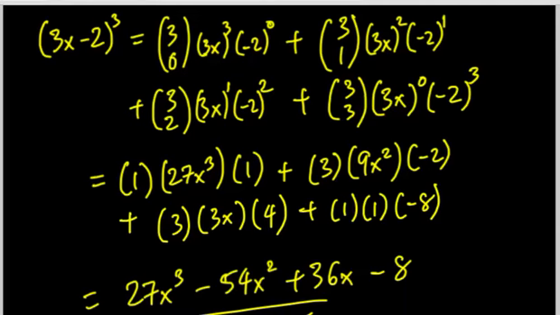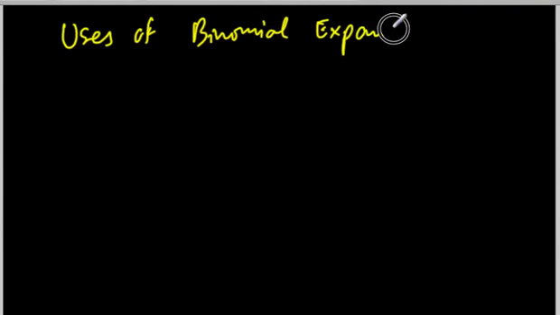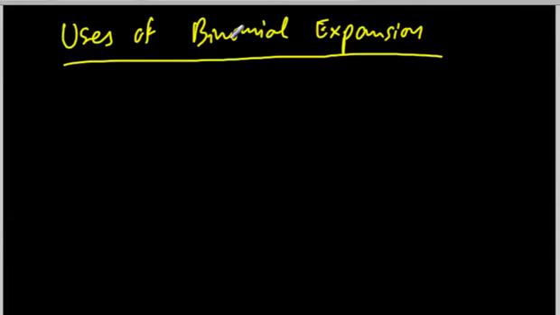In the last video, we saw examples of how to do a binomial expansion using combinations. In this video, I'm going to explain some of the uses of binomial expansion. So why would we ever need to expand to, say, the power of 10 or the power of 4? Why is that ever useful?